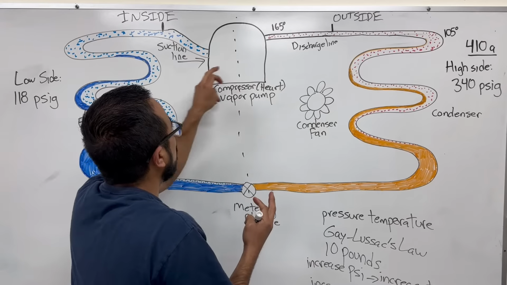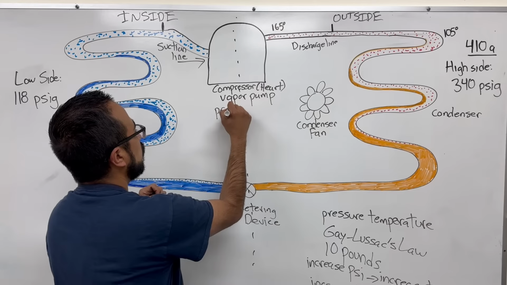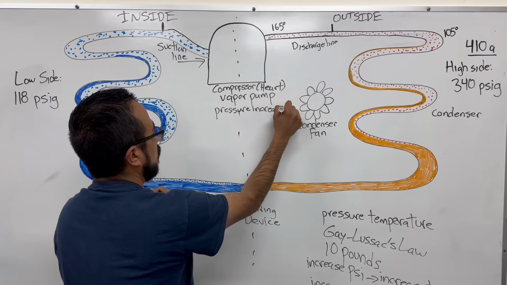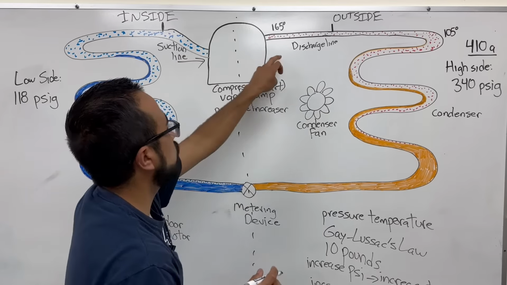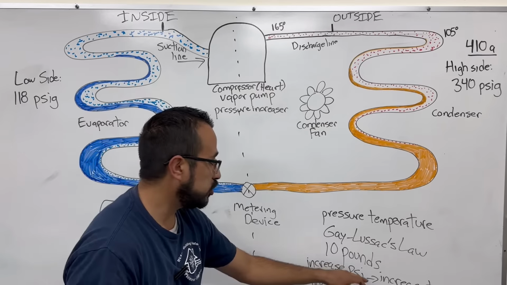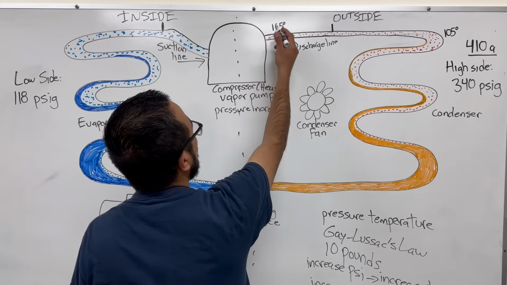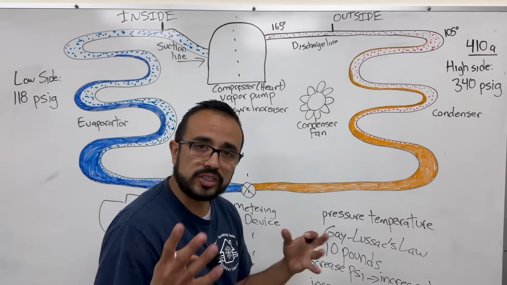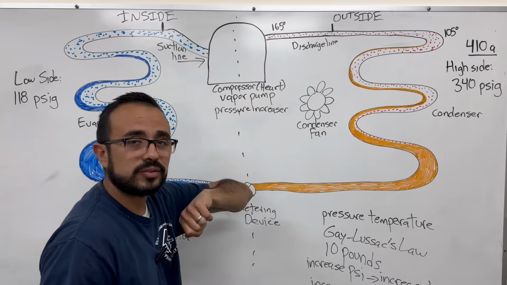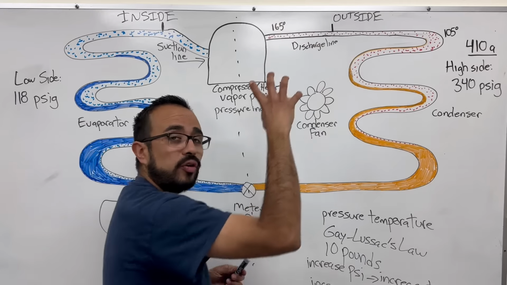So this right here, what the compressor is doing, it is a pressure increaser. That's what it's doing. It's increasing the pressure from here to here. Because we just said, if we increase pressure, we increase temperature. Right here, we have about, and this is just a rule of thumb, it can change, about 165 degrees. 165 degrees. Now, that is the actual surface.